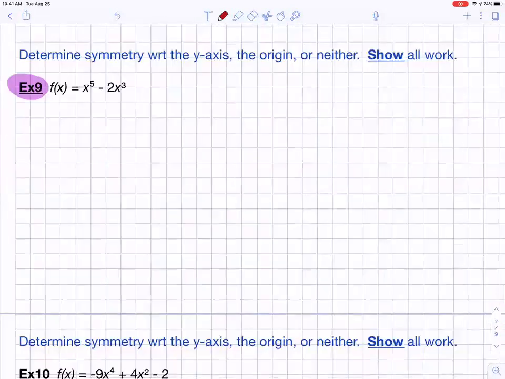Now, this says determine symmetry with respect to the y-axis, the origin, or neither. The good thing is my test is exactly the same. The show the work part is exactly the same. Okay? So what are the 3 parts of the test? What's the first piece? Compare f of x with f of negative x. So let's do that piece first.